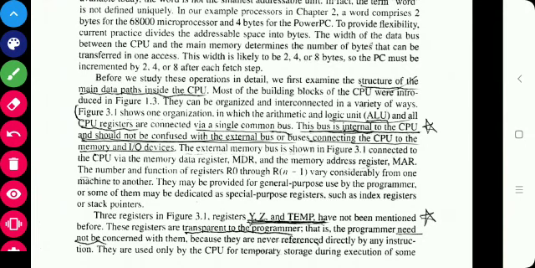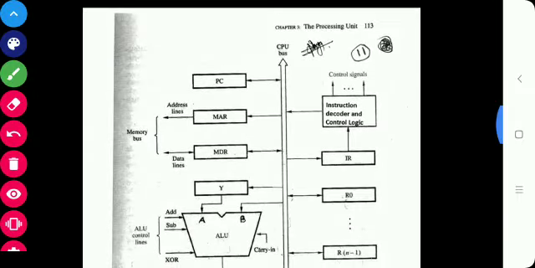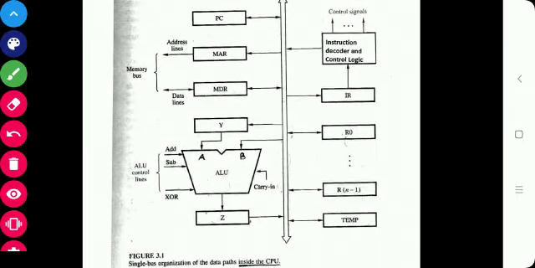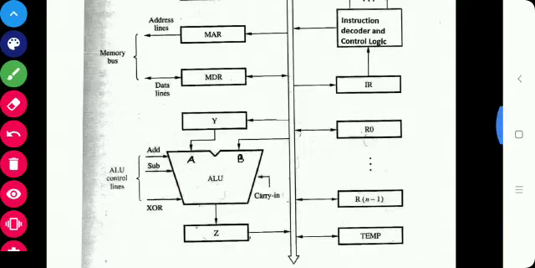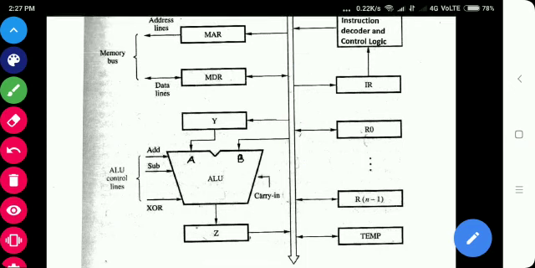One of the ways in which the registers inside the CPU are connected is the single bus organization, in which all the registers are connected by a single bus. So this is the single bus by which all the registers are connected. It is internal inside the CPU. And what about the external bus? The external buses are the buses which are connected to the MDR and MAR registers.